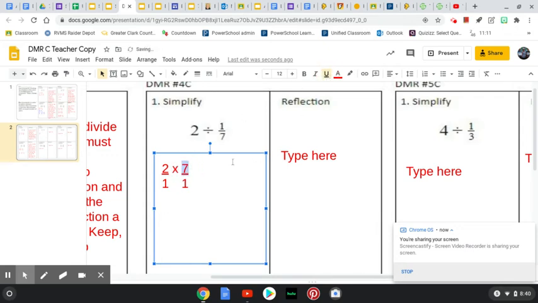Once I solve that, 2 times 7 equals 14. And 1 times 1 is 1. So that means my final answer can be reduced to just be the whole number 14. So final answer is 14.